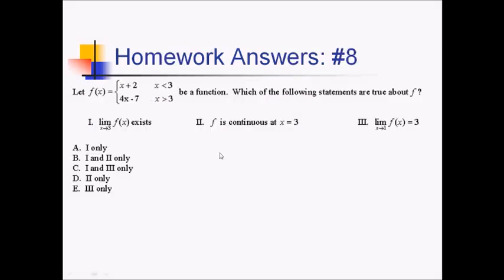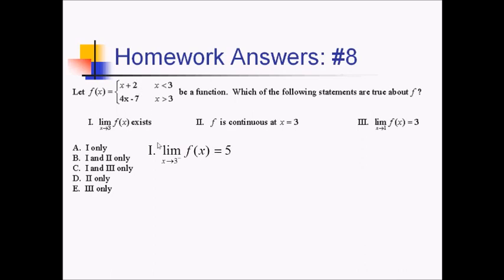For this problem, we're given this piecewise function, and we want to know what is true about this function. So let's go down the line. Option 1, limit of f of x exists as x approaches 3. Well, let's find the left and right side limit. The left side limit at x equals 3 here, we're going to use the earlier function, the less than 3 function. So that's going to be 3 plugged in here, 3 plus 2, which gives us 5.